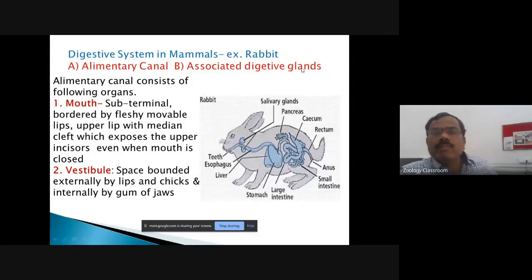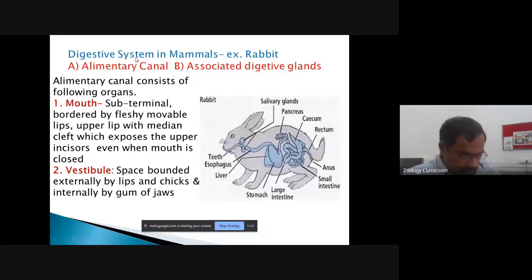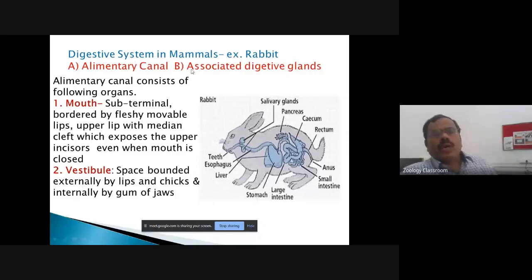Now, let us consider the digestive system in mammal. Here we are taking the example that is rabbit. So as you already know, when you see the digestive system, it shows two components. The component number one is alimentary canal, and the component number two is the associated digestive gland. What is the meaning of alimentary canal?